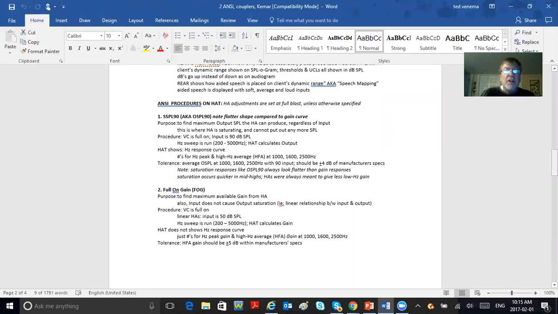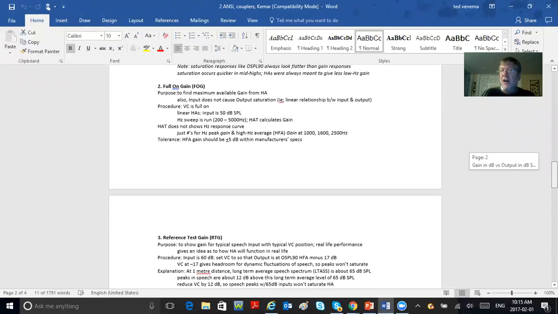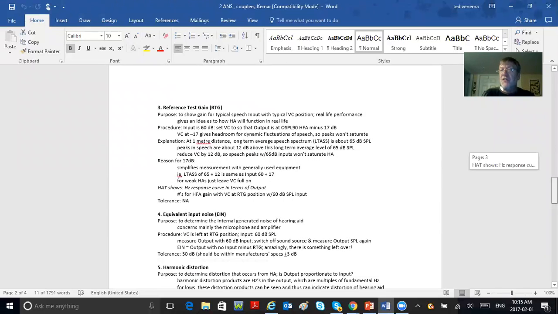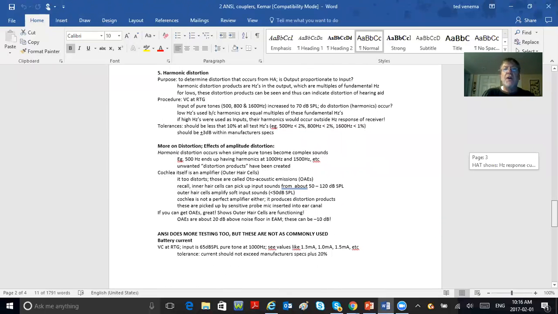The first one's SSPL 90, also known as OSPL 90. The second one's called full-on gain, FOG. The next one's called reference test gain. The next one's called equivalent input noise. And the last one's called harmonic distortion.